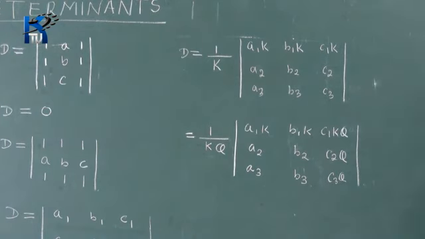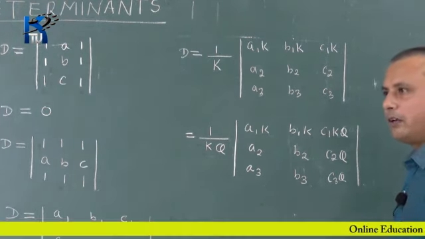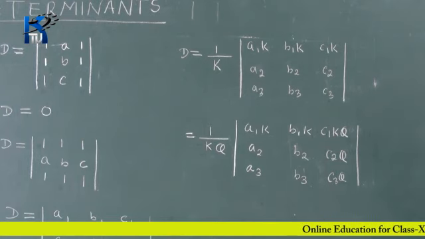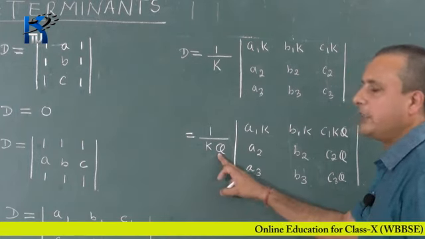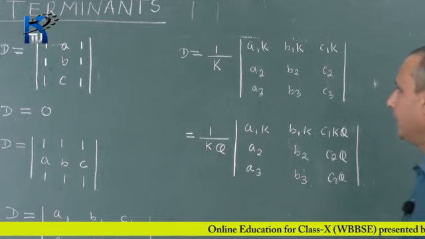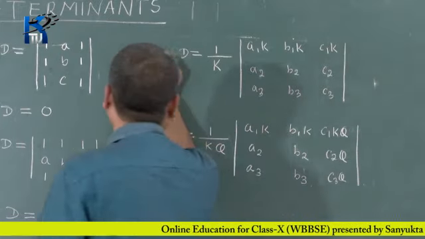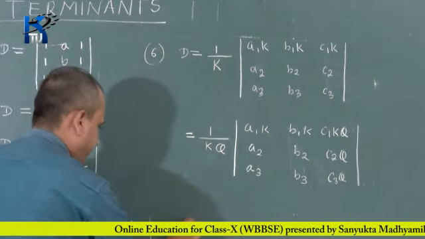The multiplication takes place only in one row or in one column by any other constant quantity, and with the same constant quantity you have to divide the determinant. In the same way, the common.